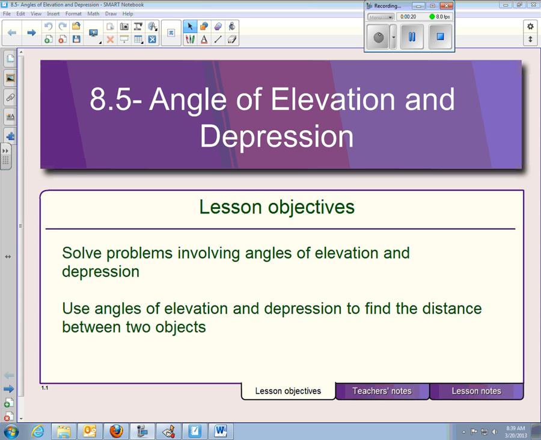So we're going to be doing a lot of word problems today, and so we're going to find distance, we'll find height, and different things. We're going to be, again, using right triangles. Remember, chapter 8 is all about right triangles.